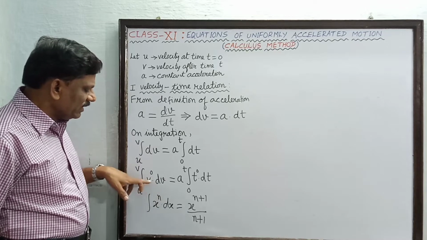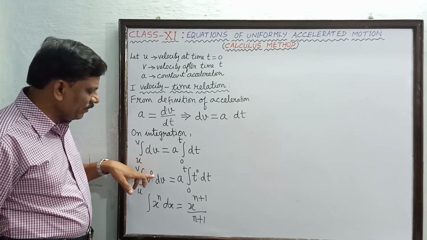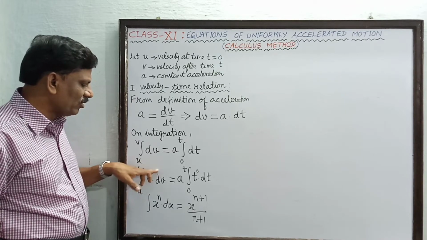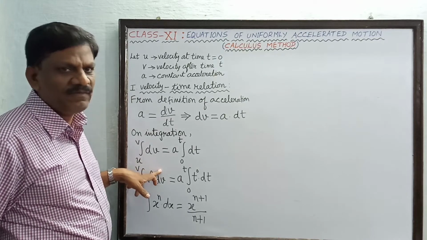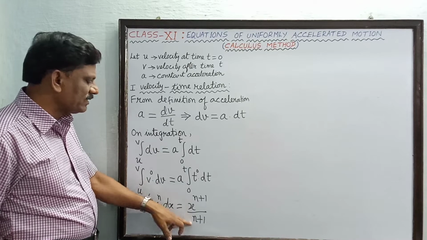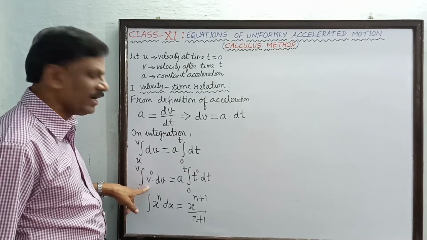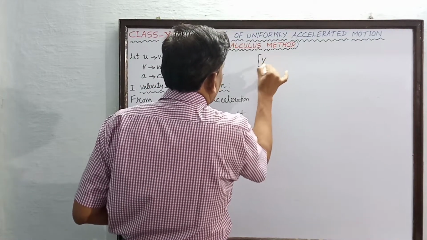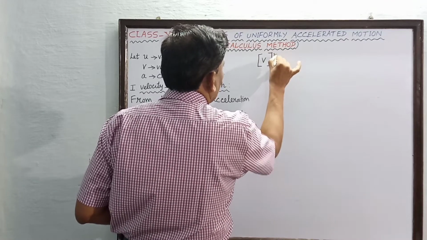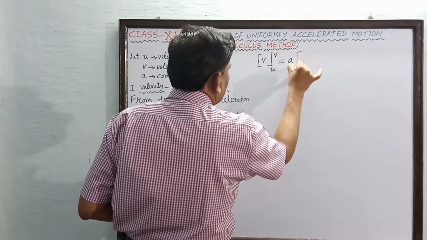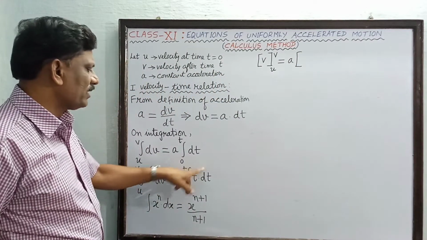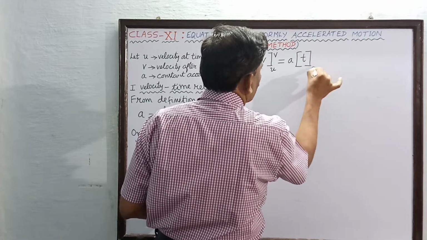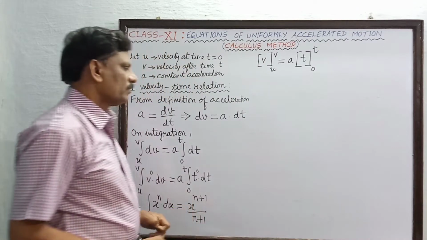So x power n, here n is equal to 0. In place of n we have written 0. So the value of the integral will become v power 0 plus 1. v power 0 plus 1 is what? v itself. Divided by 0 plus 1, which is also 1 itself. So the integral will become v. So the left hand side is v from u to v. So this is equal to a into t power 0 plus 1 divided by 0 plus 1. So this is t by 1, which is equal to t. Okay, so this is between 0 to t.